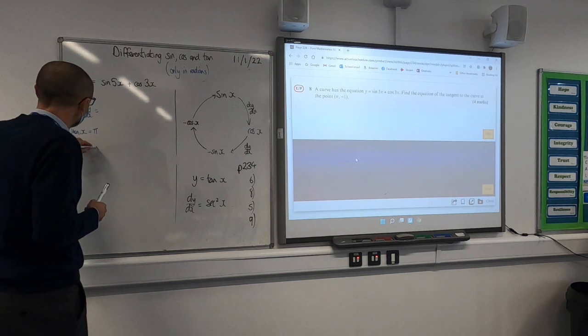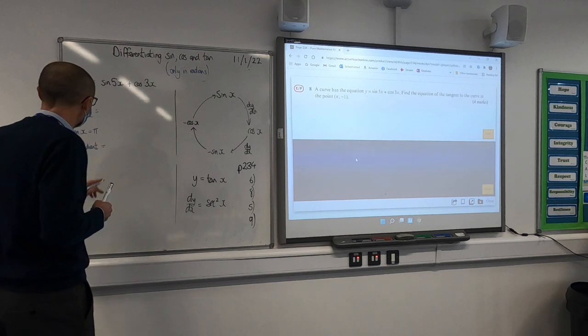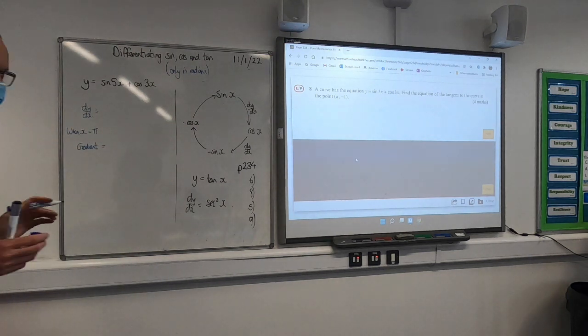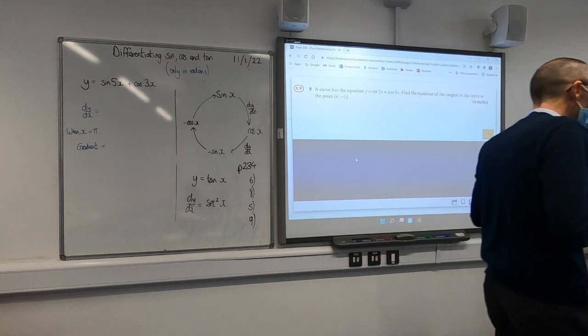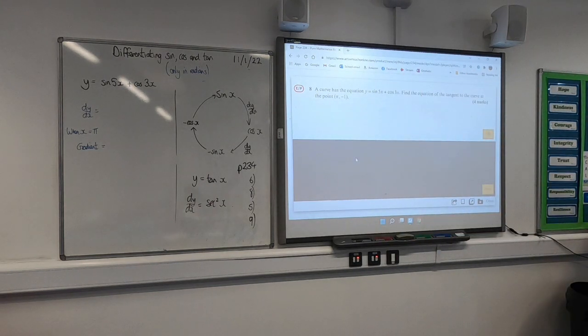So in 6 you're using dy by dx to work out the gradient at that point, and then you're into your standard y equals mx plus c gradient and point process.